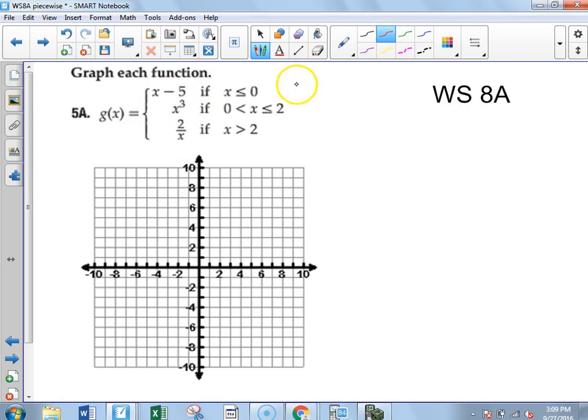The first one is a line, yes. The second one is a cubic shape, which is like this, right? What is this one? Do you remember the parent function for 2 over x? Which is 1 over x. The parent function looks like, remember this guy? Okay. This is not one I would ever ask on a test or quiz. All right.